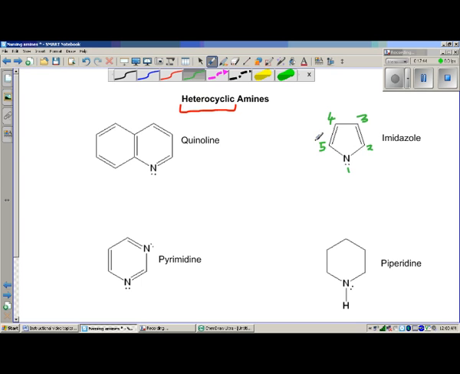And then you just go around counterclockwise and number the atoms as you go around. Alright, so imidazole 1, 2, 3, 4, 5, piperidine 1, 2, 3, 4, 5, 6, pyrimidine 1, 2, 3, 4, 5, 6. Let me just write those on here.